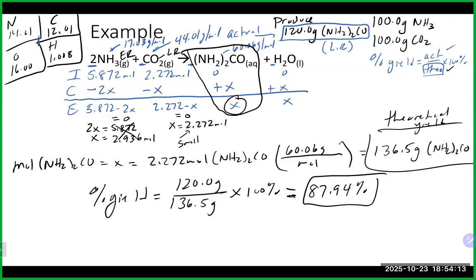Obviously, just like previously, if you wanted all that other information, you could go back into the table with the x value and then basically solve for it. Any questions on stoichiometry, limiting reagents, percent yield, actual yield? Good. All right. We'll leave it there for today.